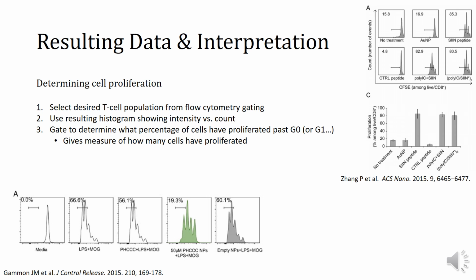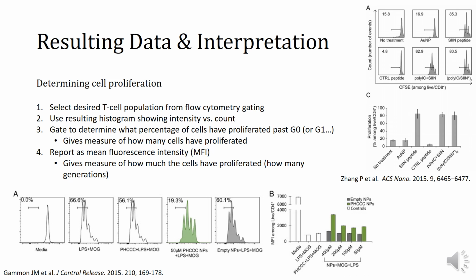So if you look at each of these histograms, you can see that there are distinct peaks where generations of cells have proliferated, and using those peaks, you can get an idea of what percentage of cells have proliferated past G0 or G1 or whatever generation you're looking at. If you're looking at Josh's paper on the bottom, he chose to do it after the third generation. So it gives an idea of how many cells have actually proliferated.